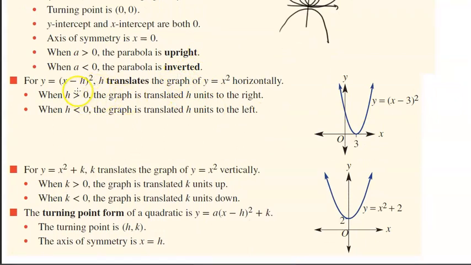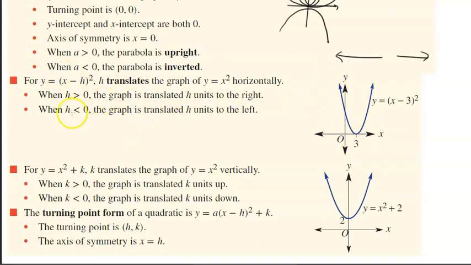The second one is for when we have y equals x minus h, all squared, and the minus h is within the bracket. h translates the graph horizontally, so it can either shift left or right, depending on what the sign is and how many units. So when h is greater than 0, the graph is translated h units to the right, so it would follow the x minus 3, so we go to the right 3 units. So when there's a minus, it goes to the right.